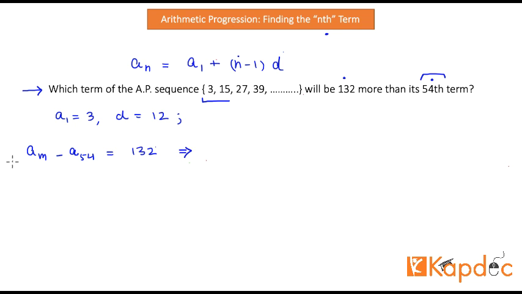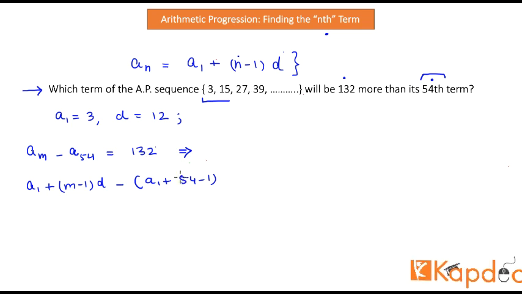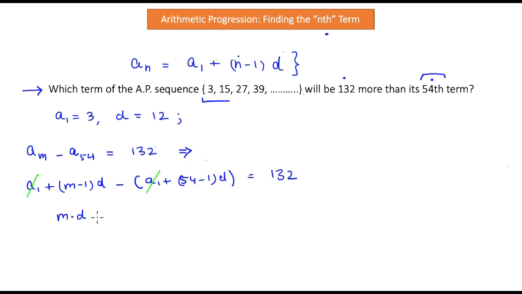Now, let's substitute these values from the general expression. am will be equal to a1 plus m minus 1 d, minus a54, which will be a1 plus 54 minus 1 d. We know this much, and this is equal to 132. You see that a1 will be cancelled out because there is a negative sign right here. So when you simplify this whole thing, it is m times d minus 53d. I'm getting 53d from here. This is equal to 132.